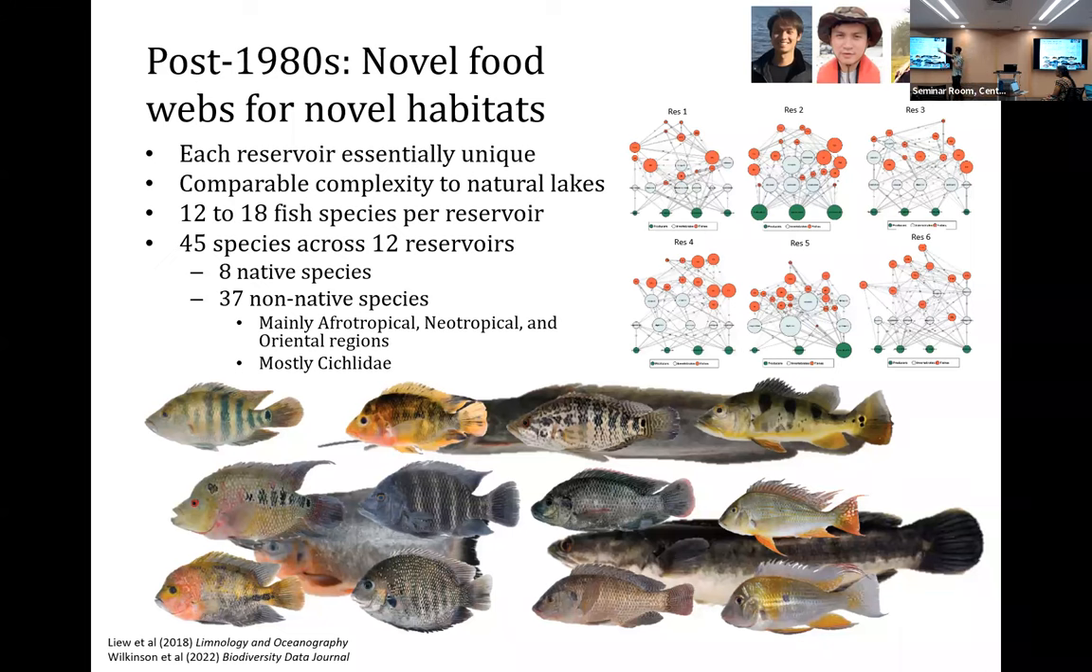Anyway, what we found in the end, we have 12 to 18 fishes per reservoir. And across 12 reservoirs, we have about 45 species all told. And as I mentioned earlier, most of the reservoirs are non-native, unnatural or artificial habitats, or urban habitats dominated by non-native species. So mostly these are afrotropical, neotropical. If you could actually dive in our reservoir and snorkel, you can't see anything, but if you can, it's very interesting. It really looks like some exotic fish tank. Mostly cichlids.